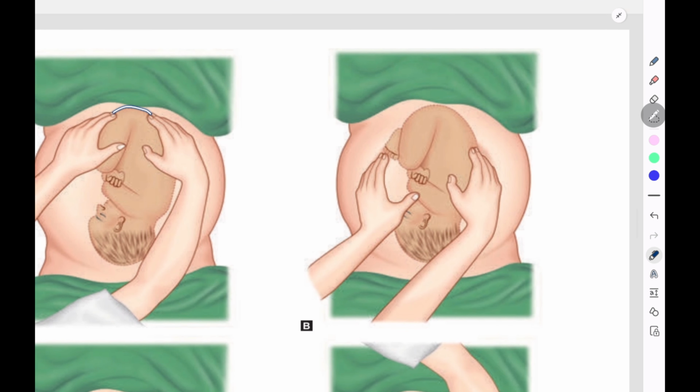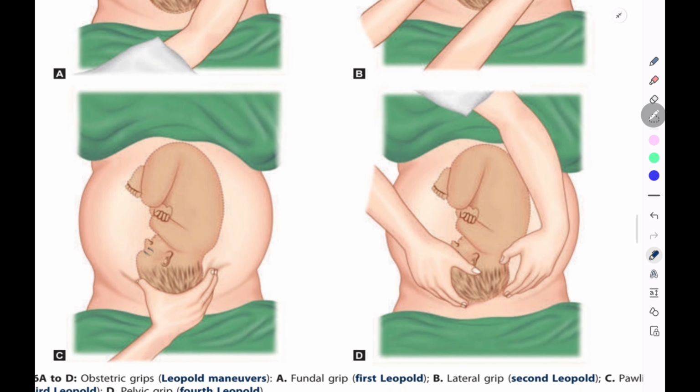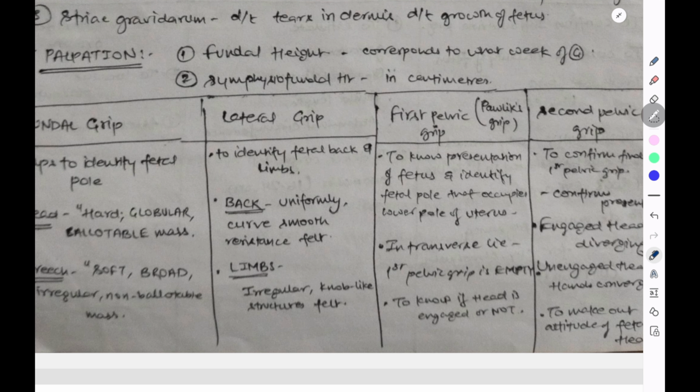So we have seen the first fundal grip, then we have seen the lateral grips. Now we are seeing this third grip, also known as pollex grip. Here we have to keep the ulnar border on the pubic symphysis and look for the head engagement. So this was about the first pelvic grip, that is pollex grip.